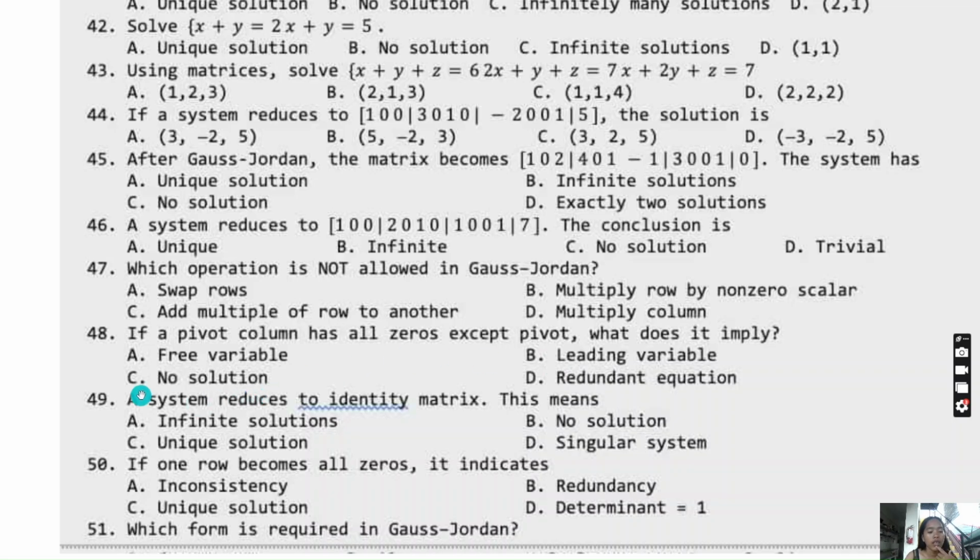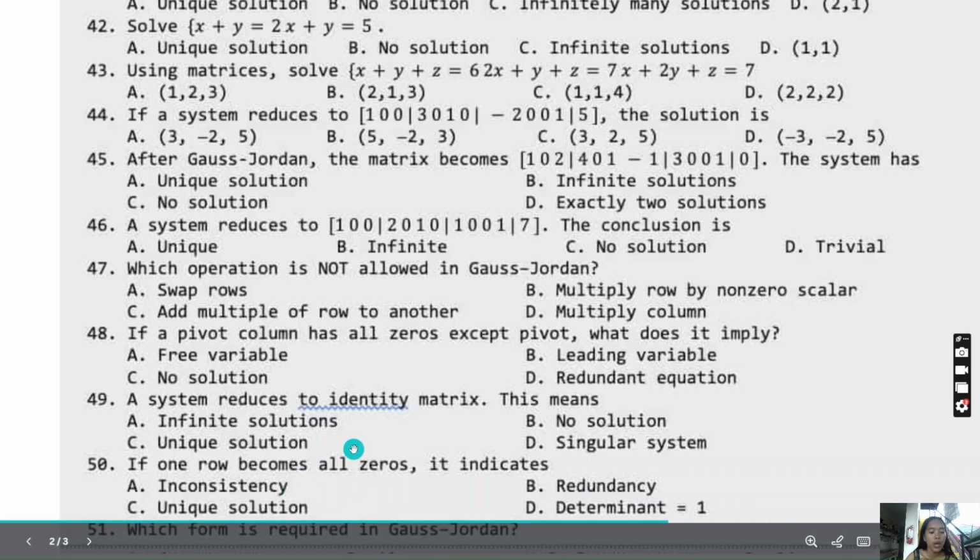So we are now in number 48. If a pivot column has all zeros except the pivot, what does it imply? The correct answer is letter B, leading variable, because a pivot indicates a leading entry and the variable corresponding to that pivot is called a leading variable or a basic variable. So if a column contains a pivot and zeros elsewhere, this column corresponds to a leading variable. That is why the correct answer is letter B. So let's proceed to number 49.